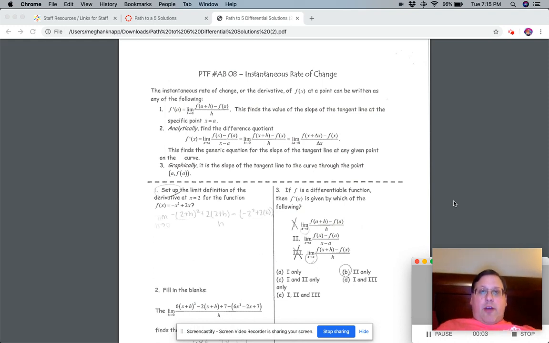Hello. I thought I would go through a few more of the sections of solutions from that Path to a 5 packet.